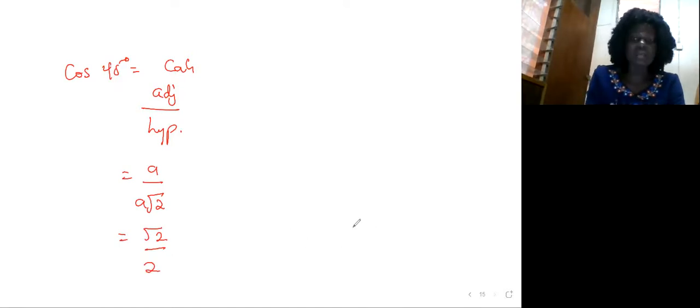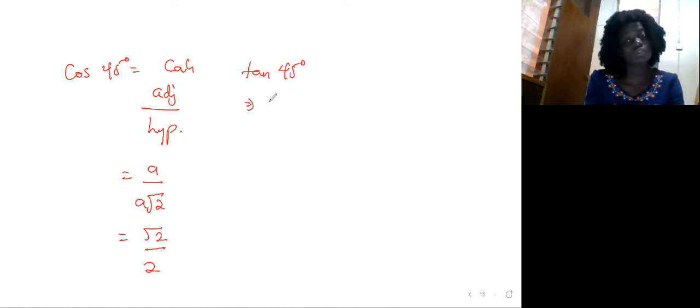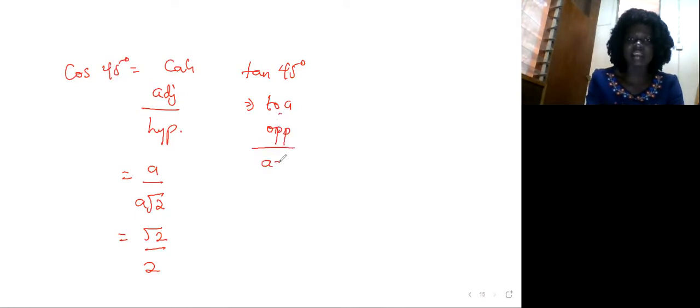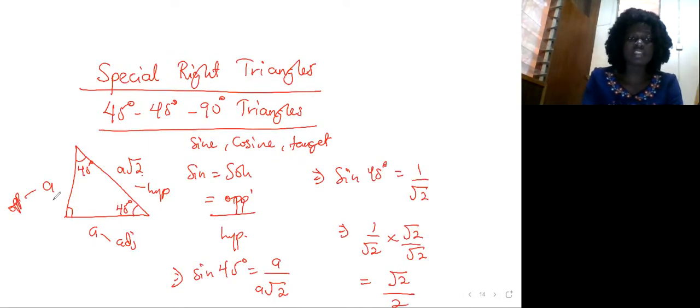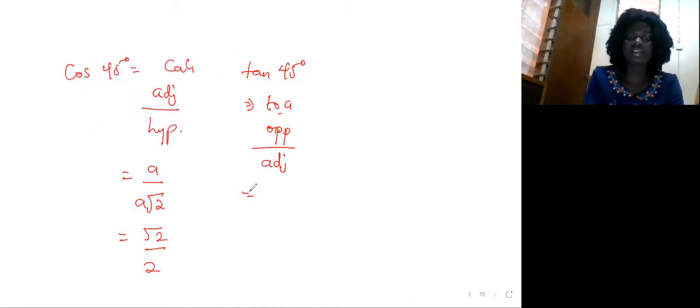Okay. Then we come to tan 45 degrees. And I believe we know tan as opposite over adjacent. So from our diagram, what is our opposite? Opposite is A, adjacent is what? A, okay? So we're going to get A over A, which, simplifying this, will give us 1.